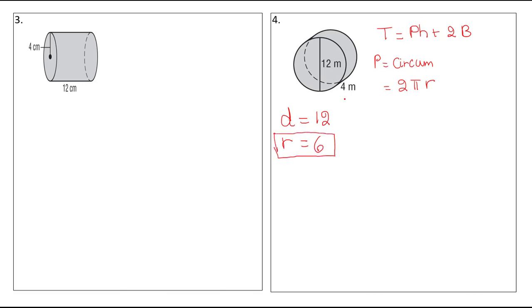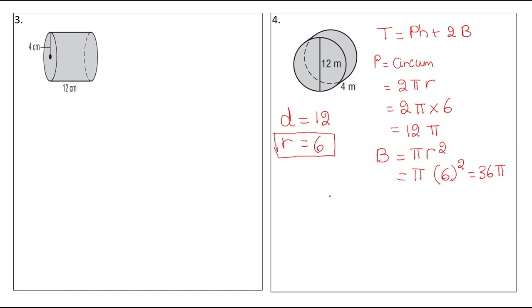So my R is equal to 6. Don't get confused. This is a common mistake. So this is equal to 2 pi times 6, so it is equal to 12 pi. And the area of the base is equal to pi r squared, because it is a circle, so it is equal to pi multiplied by 6 squared, which is equal to 36 pi. And don't forget to put your pi.